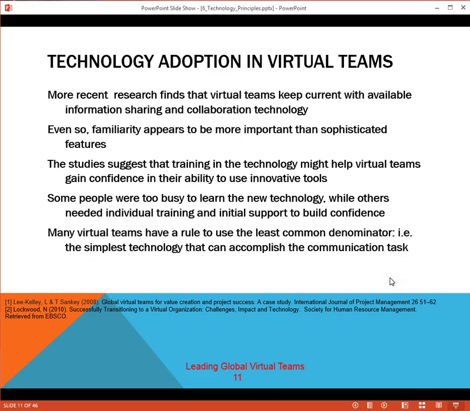So many virtual teams have a rule to use the least common denominator. In other words, the simplest technology that can accomplish the communication task. The compromise seems to be that the team settles for a level of technology that everybody is comfortable with.